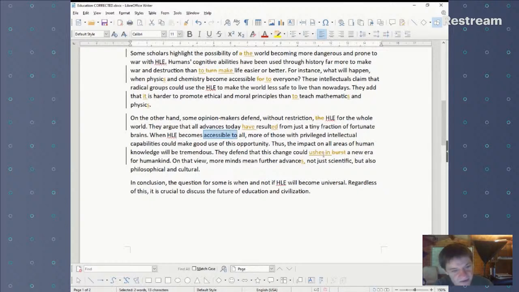Thus, the impact on all areas of human knowledge will be tremendous. They defend that this change could usher in a new era, not burst, but usher in. We use this phrasal verb meaning to bring in a new era, and could bring in would work as well, but I like usher in. It's one of the phrasal verbs that's in my phrasal verb book. This one here, guys. If you would like to learn more phrasal verbs, they're all in my visual phrasal verbs book. On that view, more minds mean further advances, not just scientific, but also philosophical and cultural.